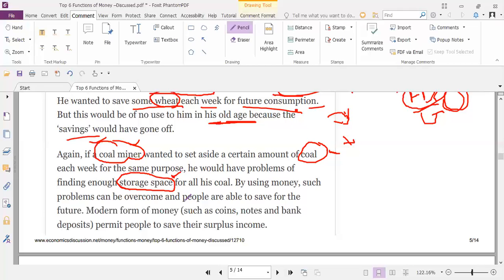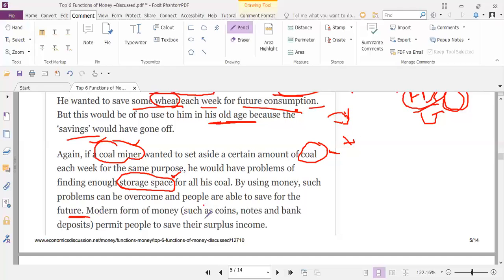By using money, such a problem can be overcome. Money does not require much space, and people are able to save for the future this way.